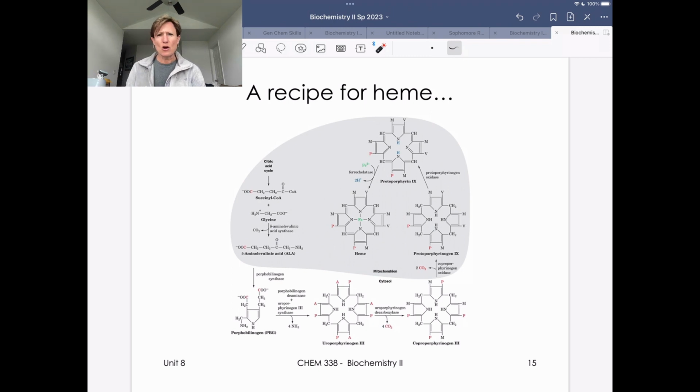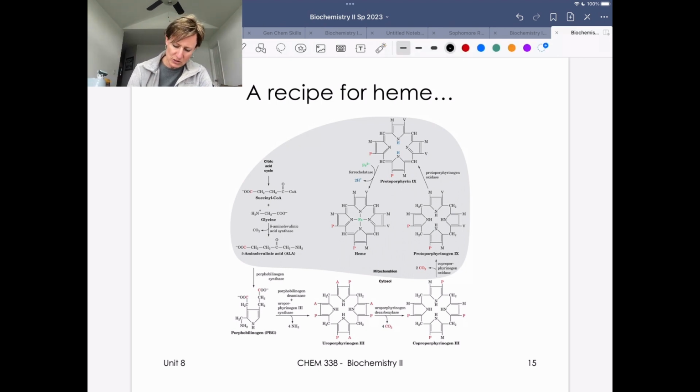Big picture, some things that I hope you take from this course is when you see certain molecular structures that you recognize, oh, that's related to a steroid. Oh, this is a protein. Oh, that's a nucleic acid. That's a heme derivative, right? I want you to be able to recognize these different classes of molecules.